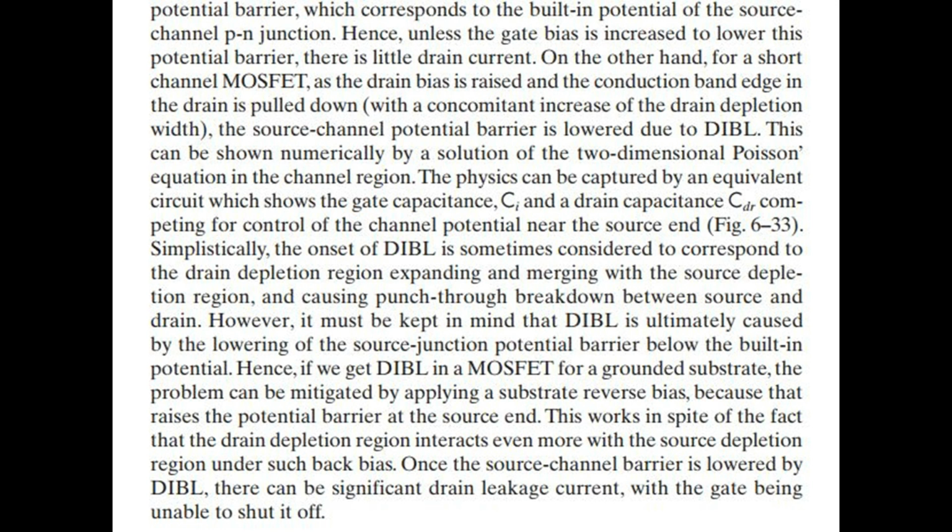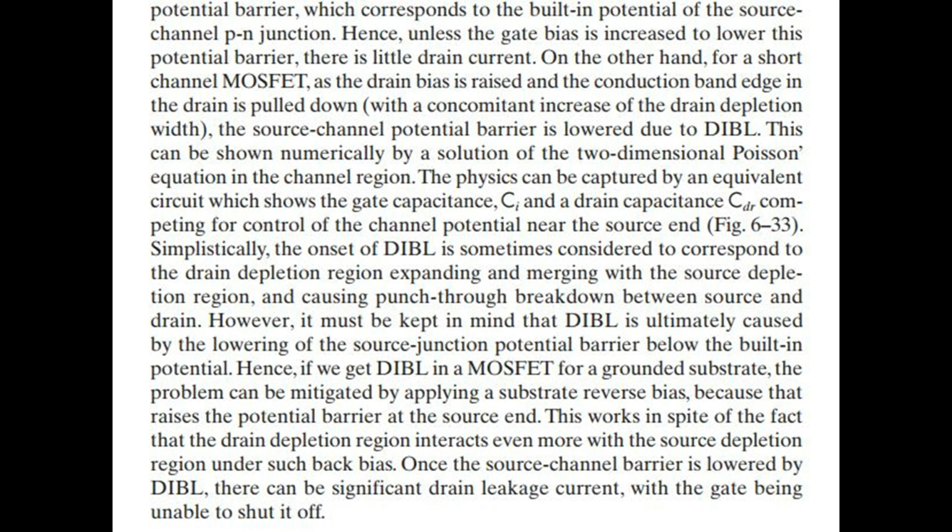However, it must be kept in mind that DIBL is ultimately caused by the lowering of the source junction potential barrier below the built-in potential. Hence, if we get DIBL in a MOSFET for a grounded substrate, the problem can be mitigated by applying a substrate reverse bias, because that raises the potential barrier at the source end. This works in spite of the fact that the drain depletion region interacts even more with the source depletion region under such back bias. Once the source channel barrier is lowered by DIBL, there can be significant drain leakage current, with the gate being unable to shut it off.